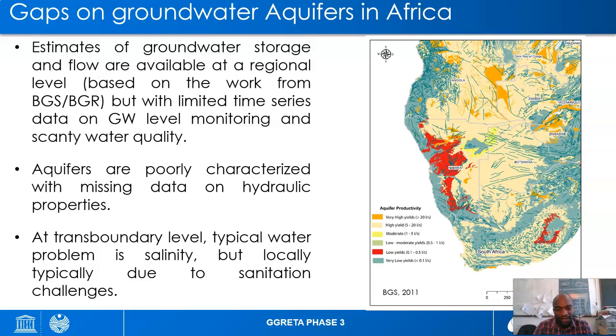So at transboundary level, we know that issues of water salinity are the biggest threat. And at a local scale, obviously, this is more around sanitation, but at a bigger scale, this is more from contamination from geogenic sources, as well as anthropogenic activities such as cattle rearing in, for example, Botswana, nitrates from cattle rearing from Botswana.